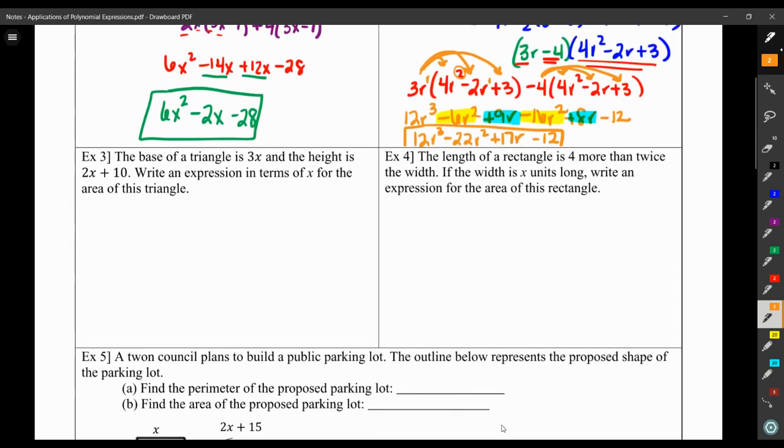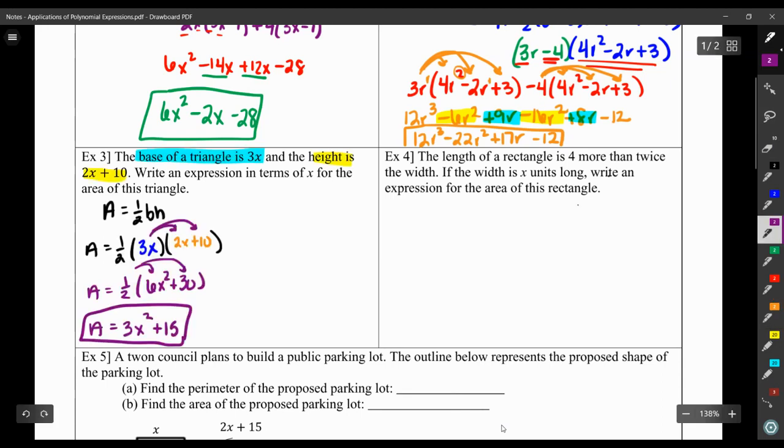So I want you to pause the video and try number 3 on your own. Draw a picture if you need to help you see what base and height should be. And this is your solution for number 3. So I'm going to help you set up number 4, and then I'm going to have you finish it on your own.